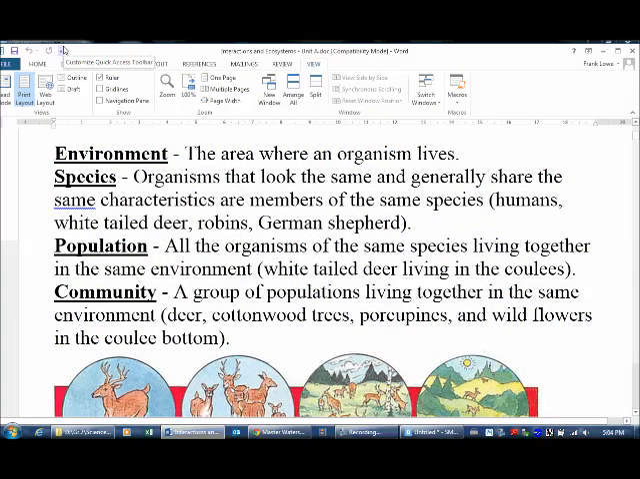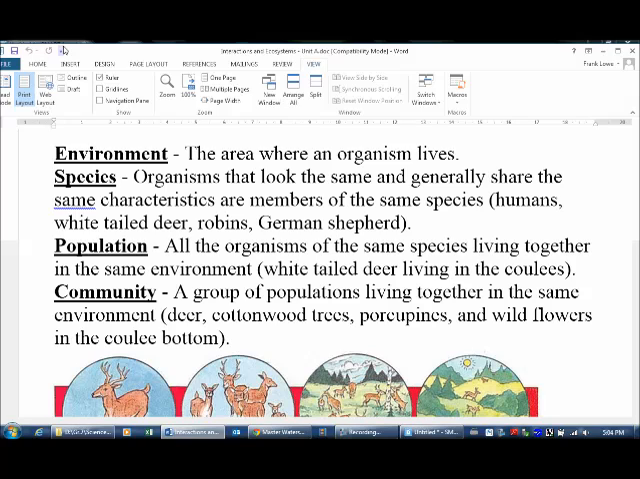Now we're going to talk about an environment and what makes up an environment. Basically, an environment is anywhere where things are going to be living, which on our planet there's not too many places where things aren't alive, even as small as bacteria and other microscopic organisms. With environment, we're going to be able to talk about species, about populations, and about communities.